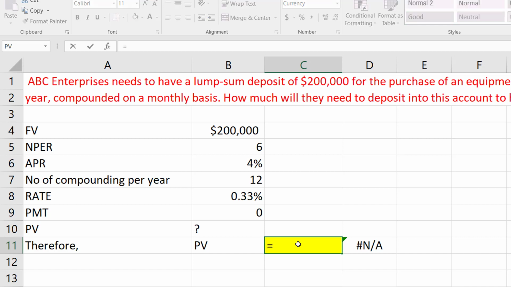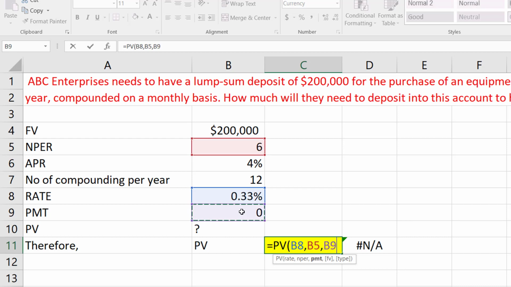Now, given this information, how much should ABC Enterprise deposit in order to have $200,000 in 6 months? That means we need to find the present value, right? So the PV function: the rate is always going to be the rate right here, and the number of periods is that 6. Then comes the PMT. Is there any cash flow in between these 6 periods? No. That's why our PMT right here is 0. And the future value, how much should the future value be? In the future, there has to be $200,000.